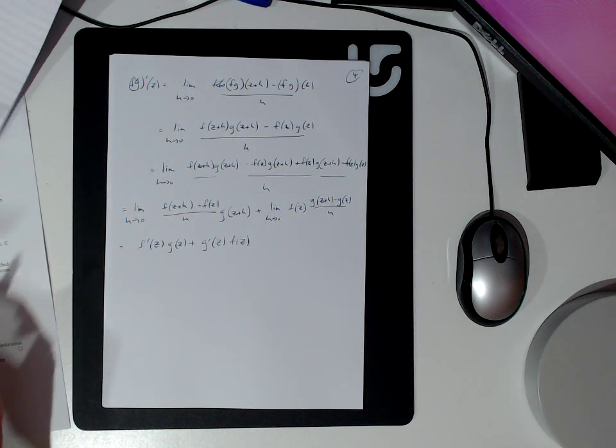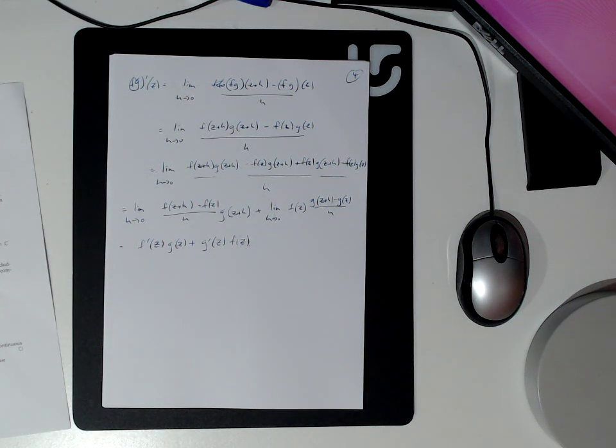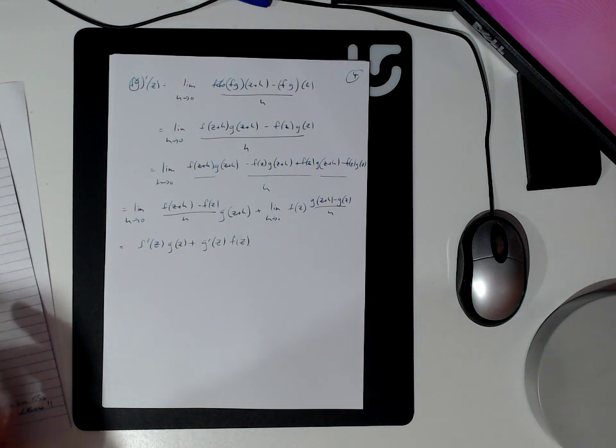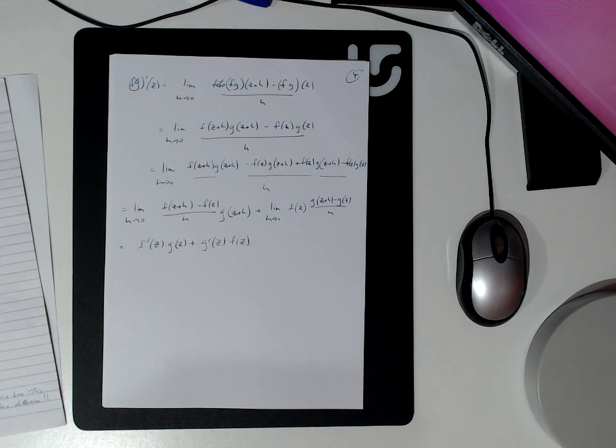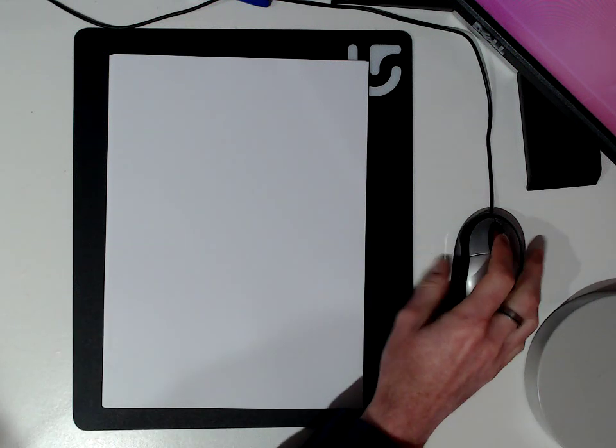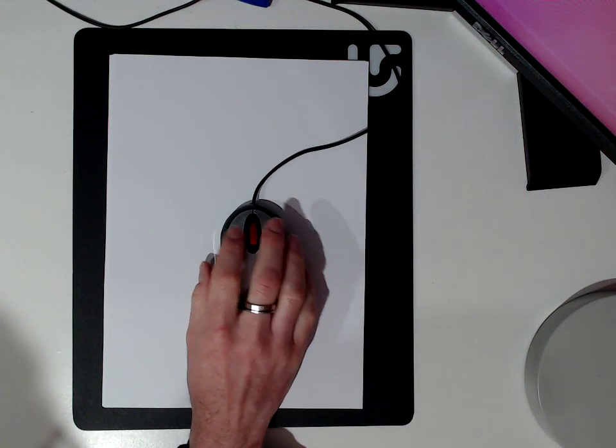Do the rest, I implore you. If you're having problems with epsilon delta proofs, you have to just start. You have to give it a go. You have to do them. It's really, really important. To learn maths, you have to do maths.